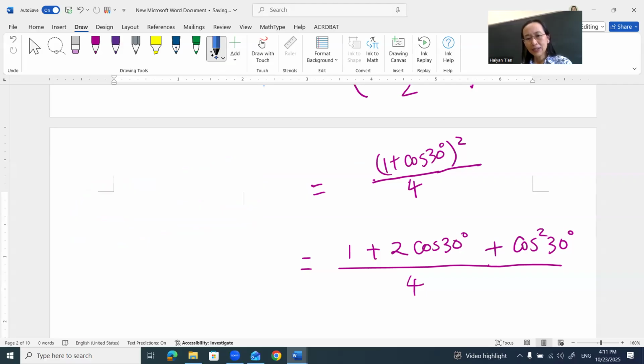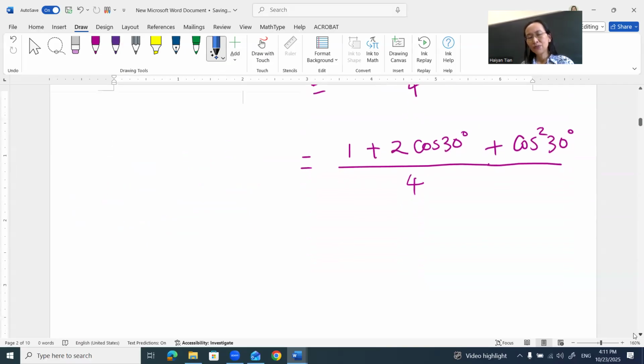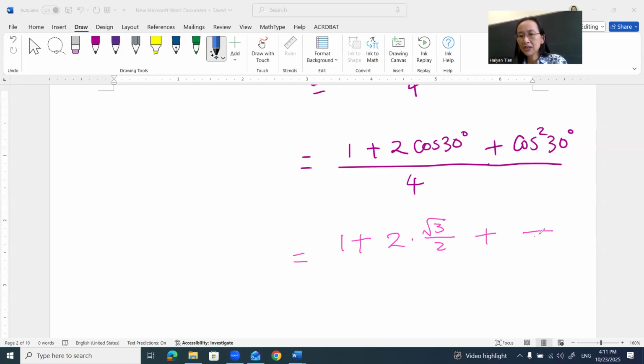Expanded form. Now continue. So we have cosine 30. At this point, you just simply do the evaluations, because cosine at a 30-degree angle, we know it's a special angle, so we can just simply evaluate. Cosine 30 is square root of 3 over 2.